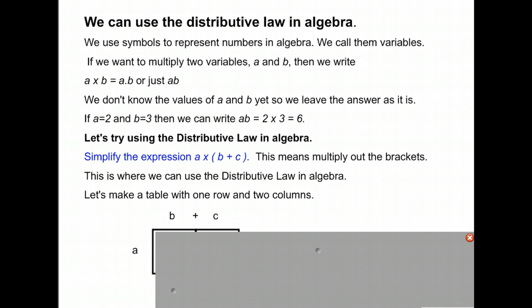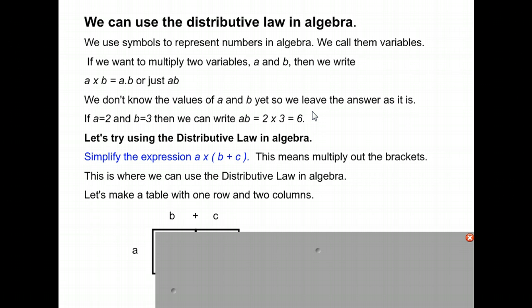We can also use the distributive law in algebra. We use symbols to represent numbers in algebra. We call them variables. If we want to multiply 2 variables a and b, then we write a times b equals a dot b, or just ab. That dot means multiplication. We don't know the values of a and b yet, so we leave the answer as it is. If a equals 2 and b equals 3, then we can write a times b equals 2 times 3 equals 6. Alright, let's try using the distributive law in algebra.